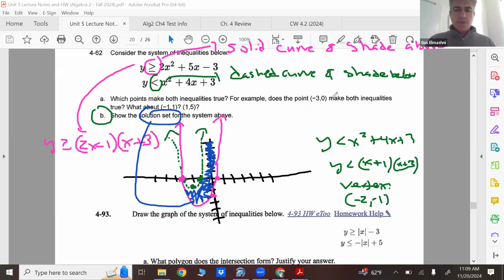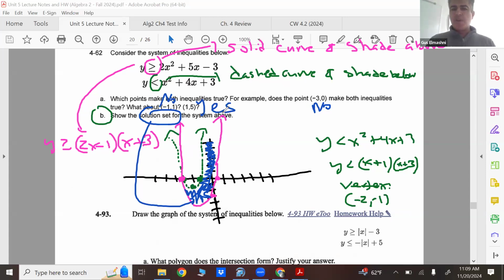So when they say does -3 comma 0 make both inequalities true? No. Doesn't make the second one true because there's a not equal sign. -1 comma 1. I don't think so. I'd say no for that one as well. You plug back into the inequality. I don't think it works. Either of them. Hold on a sec. Yeah, it won't work. So that's no also. 1 comma 5 I think does work. You can just plug it into either of them. Right, exactly. Yeah, that'll be a yes.